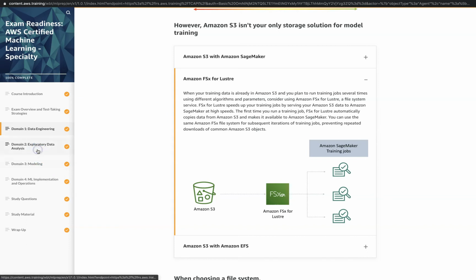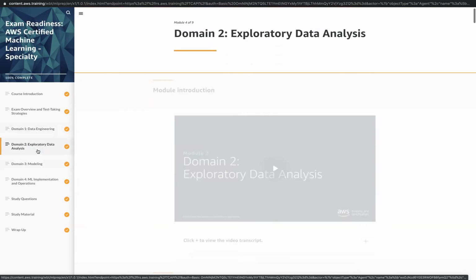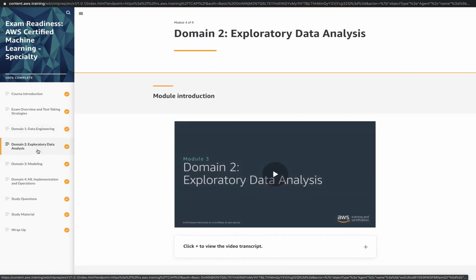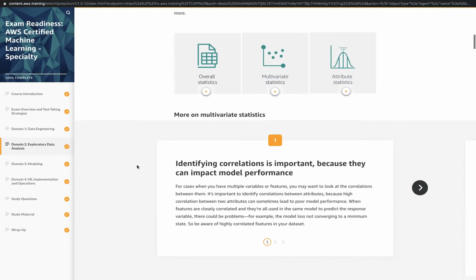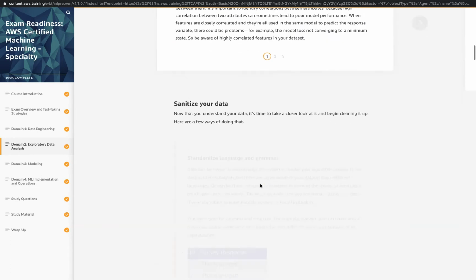So the second domain is exploratory data analysis. If you have some experience in machine learning and statistics, this domain shouldn't be so difficult for you. But you can check out what it's talking about.